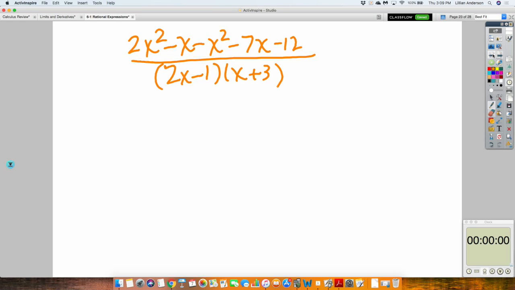Okay? Combining my like terms. What's 2x squared minus x squared? What's negative 1x minus 7x? Then I have a minus 12 here. All of that is over 2x minus 1 and then x plus 3.